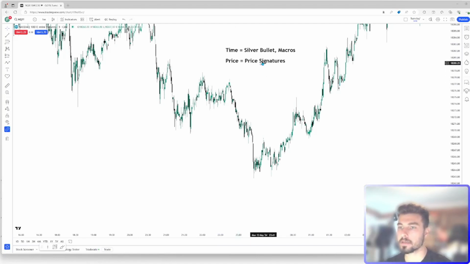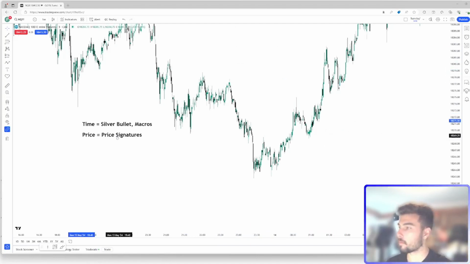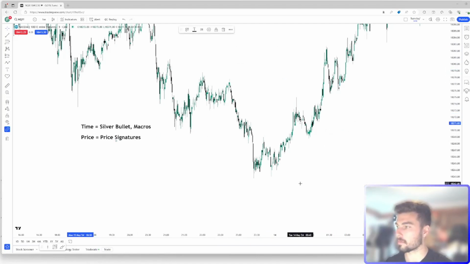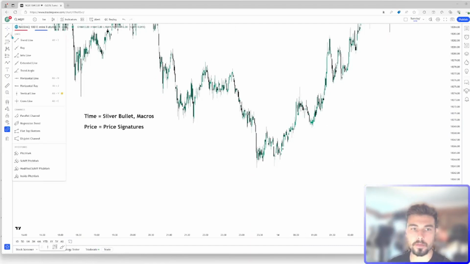So ICT mentions time and price. A lot of these people mention time and price, but what does it actually mean? And then how do you use this to execute trades? Let's get into it. So firstly, I'm going to mark out a macro.